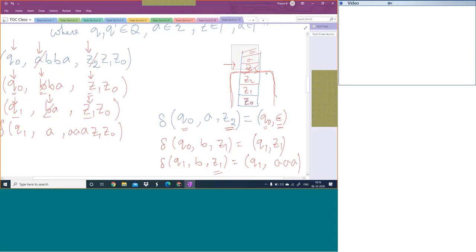Suppose, guys, listen carefully. Suppose in this transaction the Z3 is deleted. For the next transaction, what will be the top symbol? For the next transaction, the top symbol will be Z2.